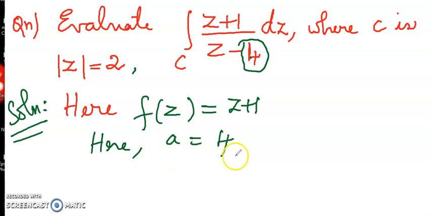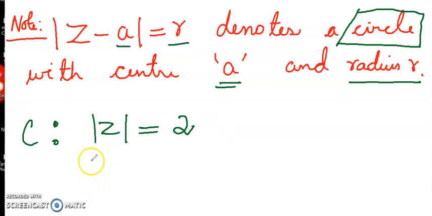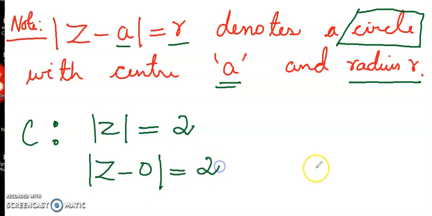Now we have to verify this a, whether it lies inside or outside the given curve C. What is the given curve C here? Given curve C is modulus z is equal to 2. So we learned mod z minus a is equal to r denotes a circle. So here modulus z is equal to 2 is the given curve. Okay, C is mod z equal to 2, so this can be rewritten as mod z minus 0 is equal to 2.